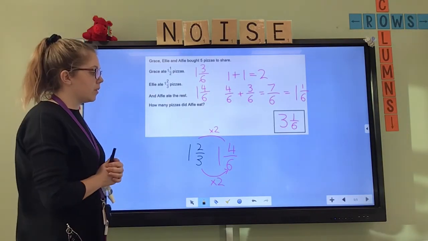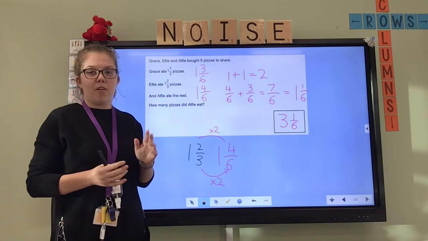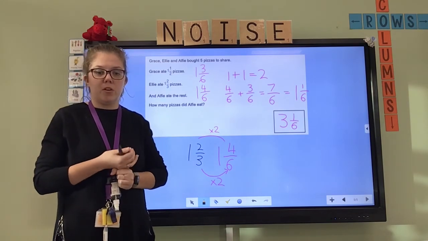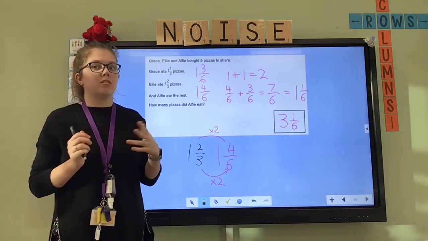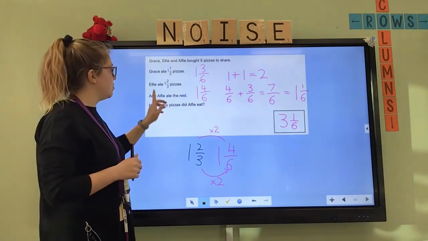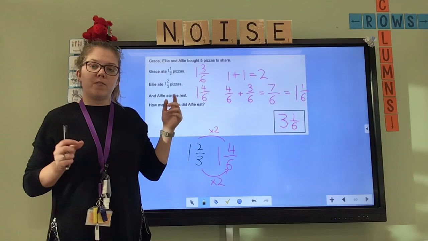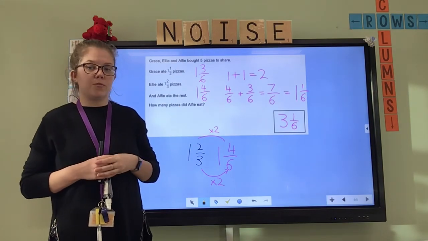Okay. Have a go at the questions today. There are some mixed number and improper fraction work for you to do and some adding and subtracting fractions where the denominators are different. So you need to, as we've done today, make sure that they've got the same denominator in order for you to add them.